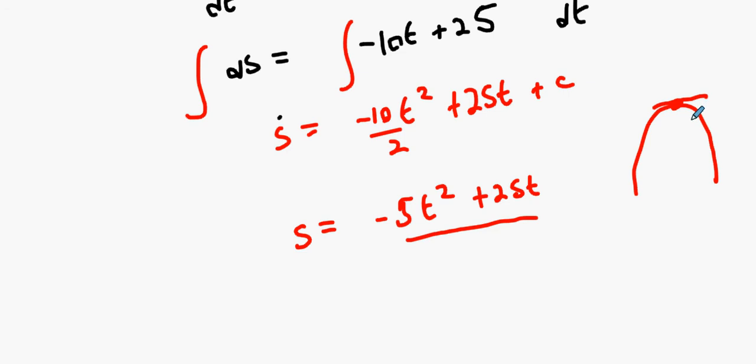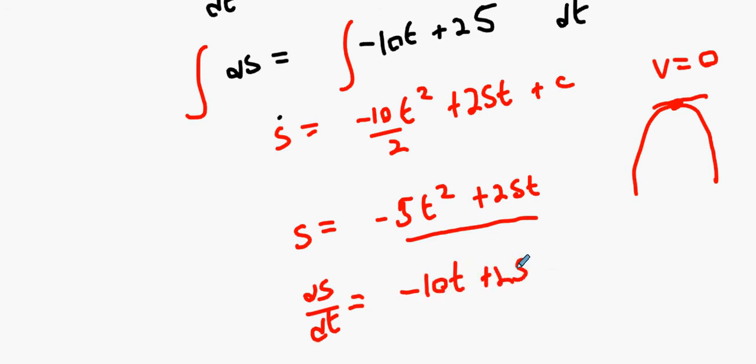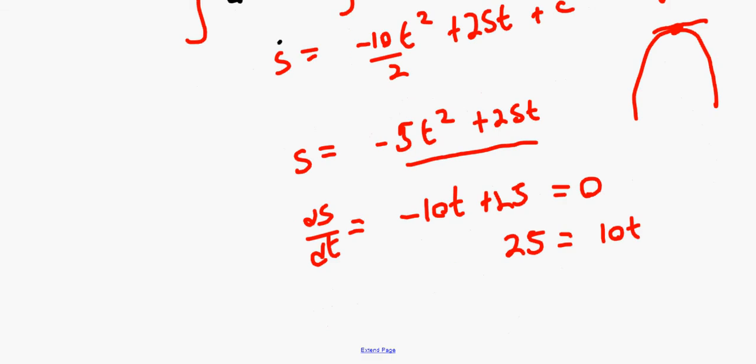Or better, what's your velocity at the maximum? Velocity is 0, isn't it? Because you're no longer going upwards. So the first derivative has to equal 0, which is minus 10t plus 25, and that equals 0. This means 25 equals 10t. This implies that t equals... Is everybody happy with t equals 2.5?